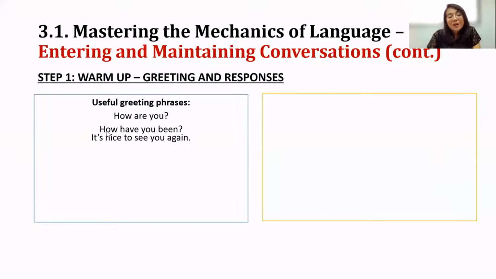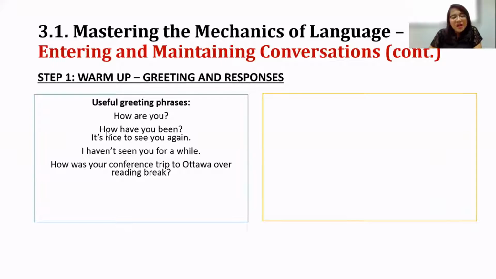Good. So please use facial expressions and body gestures so that your speaking partner knows that you mean it, right? How have you been? It's nice to see you again. So show that it's really nice to see them again. It's not just words coming out of our mouth. I haven't seen you for a while. How was your conference trip to Ottawa over reading break?